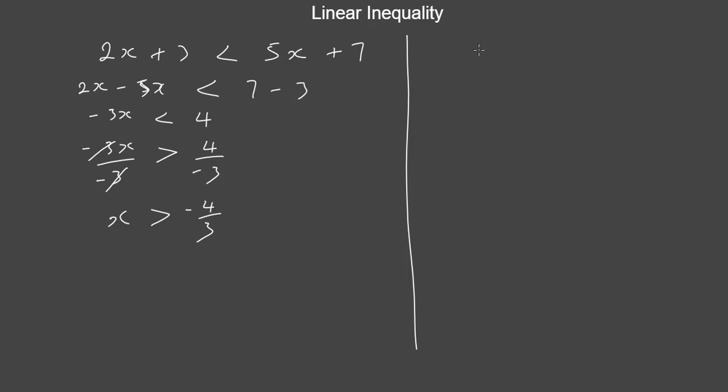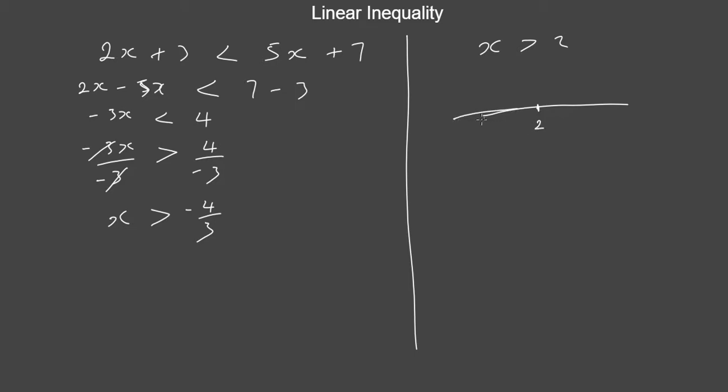So let's take a look. Let's say I ask us to represent x greater than 2 on a number line. So what does it mean, or how do you do that? What that means is you're going to indicate on a number line where you have 2. So this is 2, right?